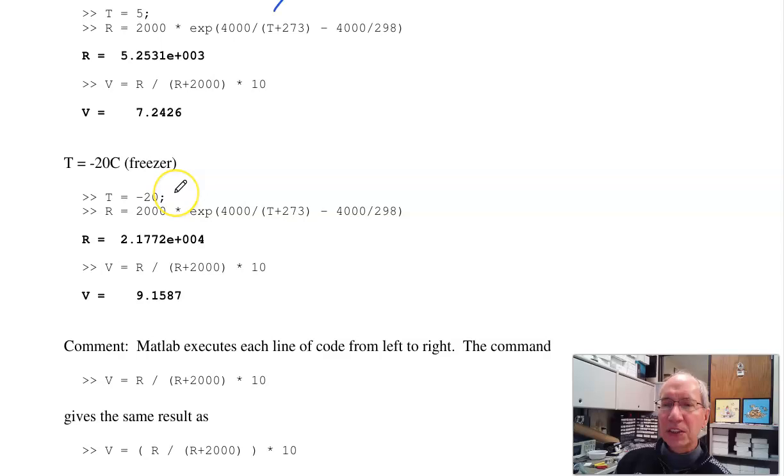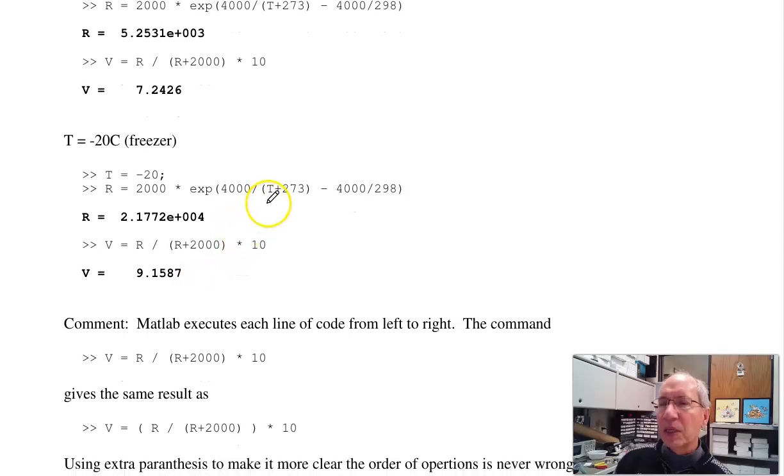At minus 20 Celsius, change T, redo the R, and there's an arrow up, down command. Arrow up brings up the old commands, saves some typing. Plug T into this equation, I get 21 kilo ohms. Plug it into the second equation, 9.15 volts.